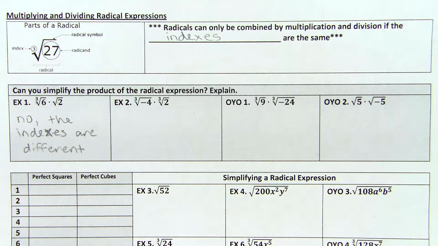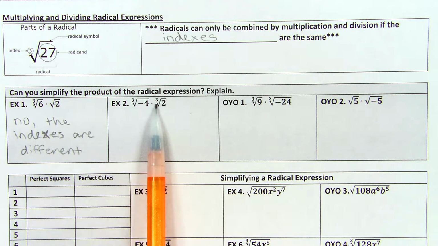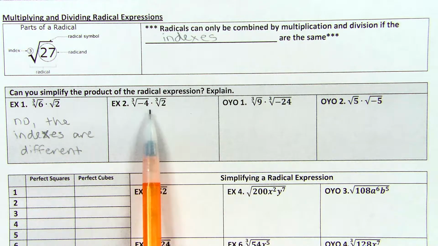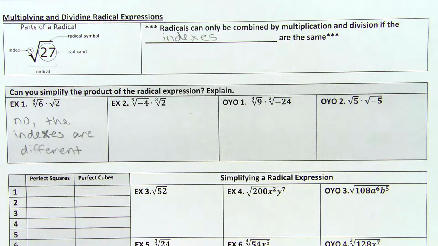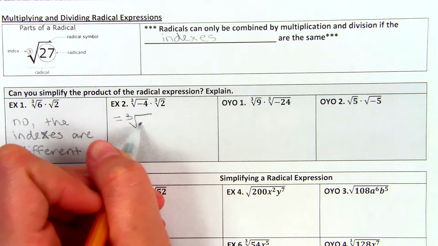So we cannot go any further with those two expressions. Now we have example 2. Example 2 has the cube root of -4 times the cube root of 2. The indexes are the same, so we can multiply. We multiply the two radicands. So -4 times 2, that is going to be the cube root of -8.